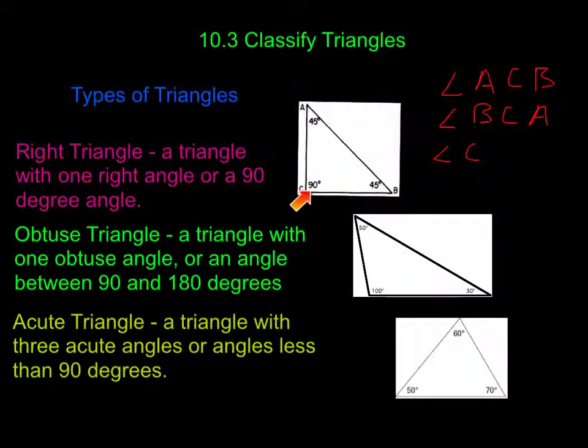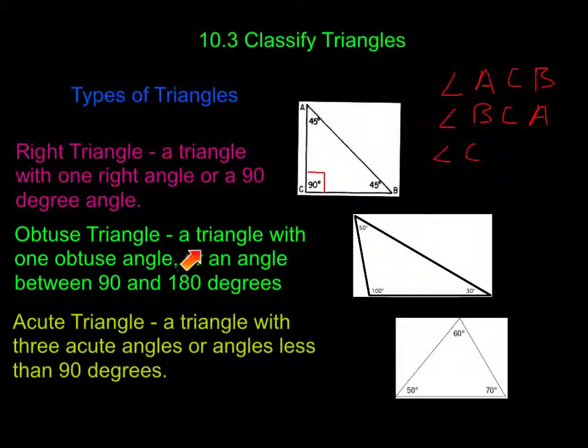We can tell it's a right angle on a triangle if you create a box in the corner and it makes a perfect square. Then we also know it's a right angle. A right triangle always will have one right angle and two acute angles, or angles that measure less than 90 degrees. Our next one that we have here is an obtuse triangle.